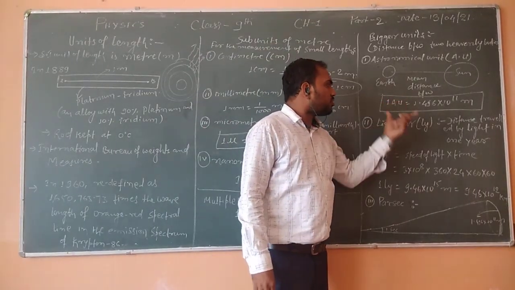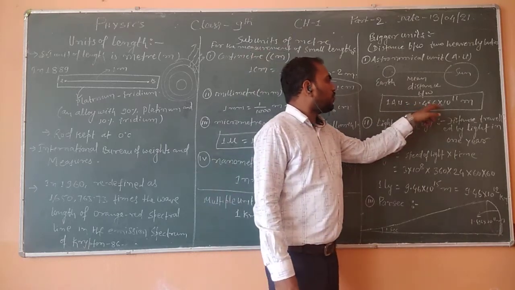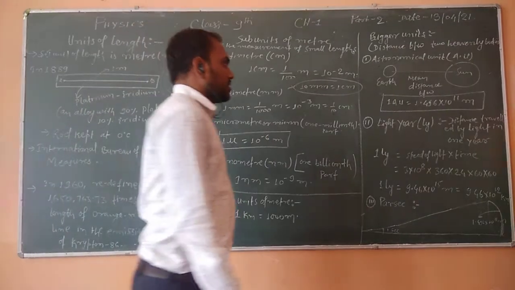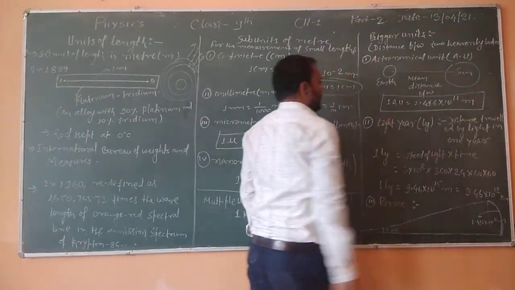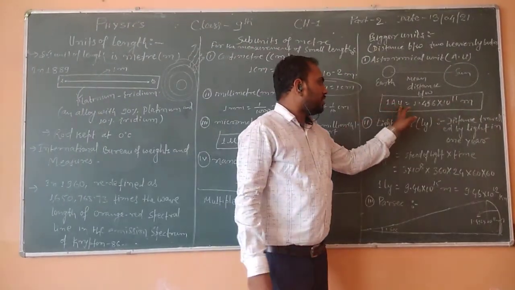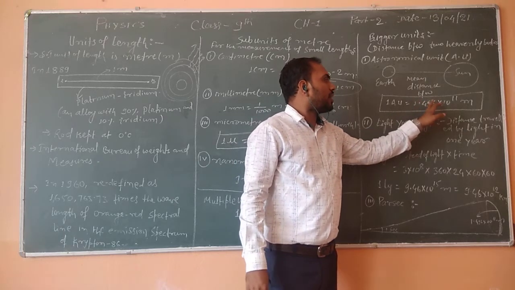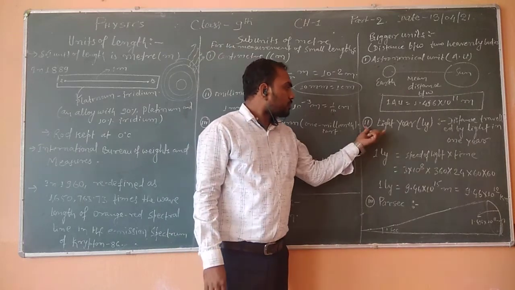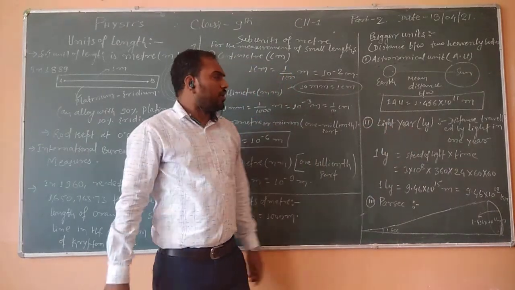One astronomical unit is 1.496 into 10 to the power 11 meter. That is, 1 astronomical unit is equal to 1.496 into 10 to the power 11 meter. Okay. Light year. Come to the point.